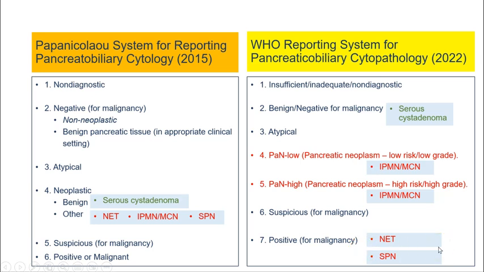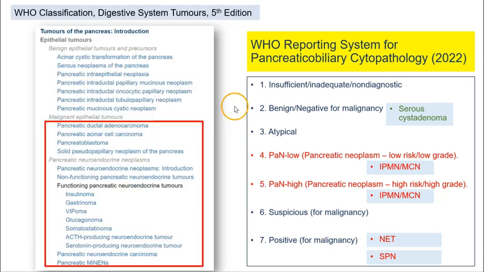Also, something to take note of is that neuroendocrine tumors and solid pseudopapillary neoplasms now fall into the positive for malignancy category. And the reason for this is to sync the cytopathology system with the histopathology classification system, the 5th edition of the digestive system tumors, where you can see here that solid pseudopapillary neoplasms are actually included within the category of malignant epithelial tumors.